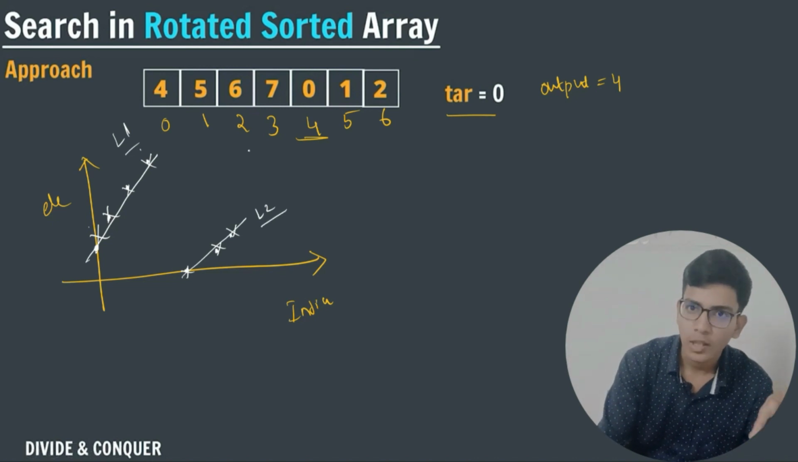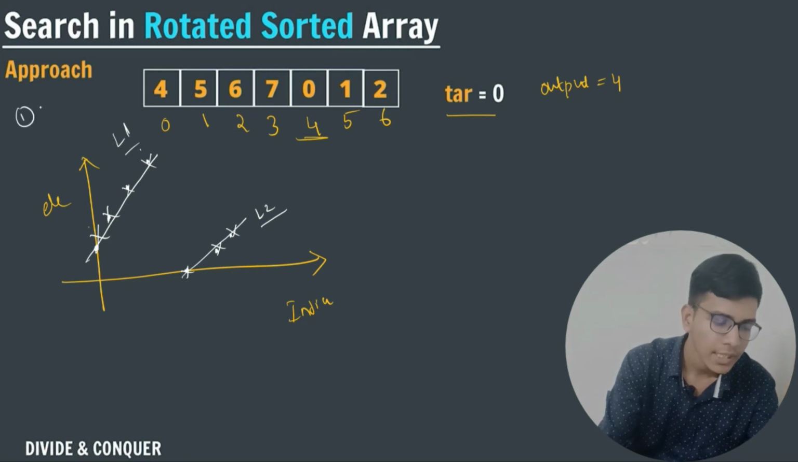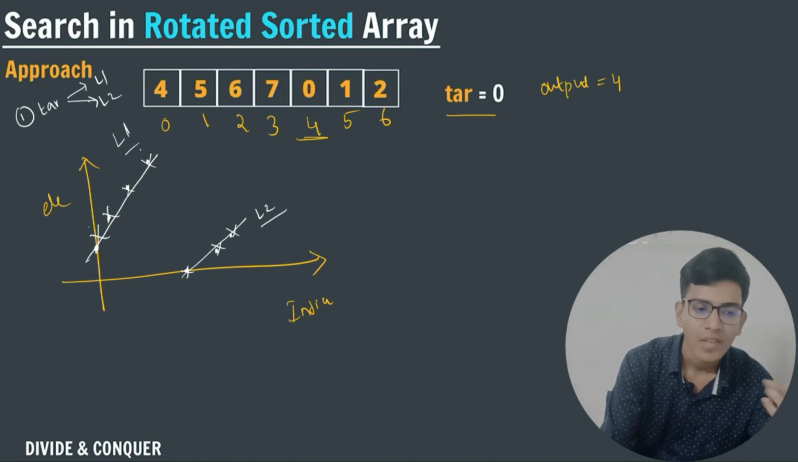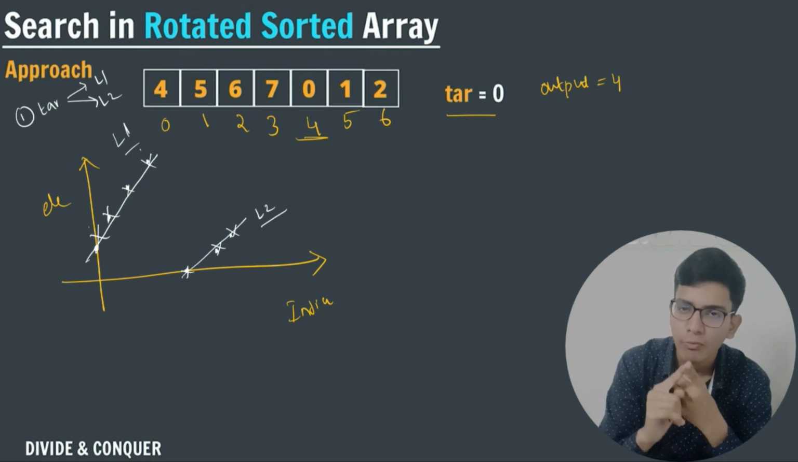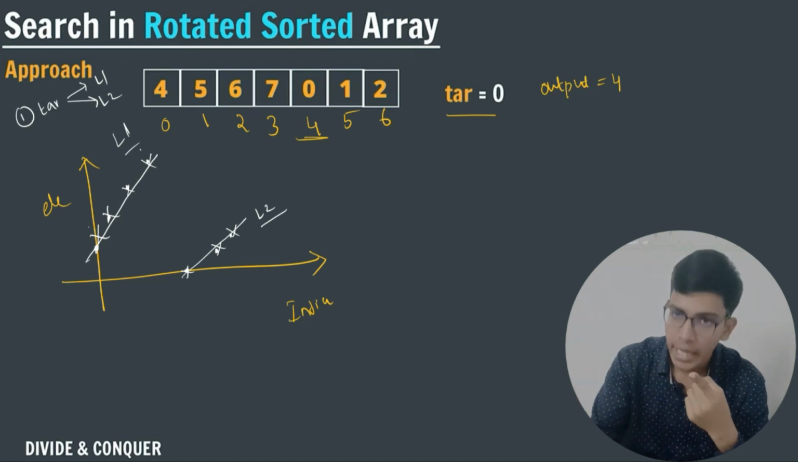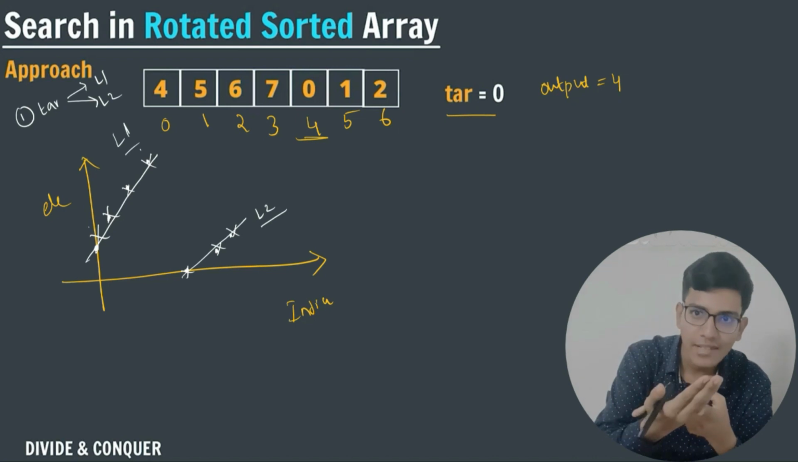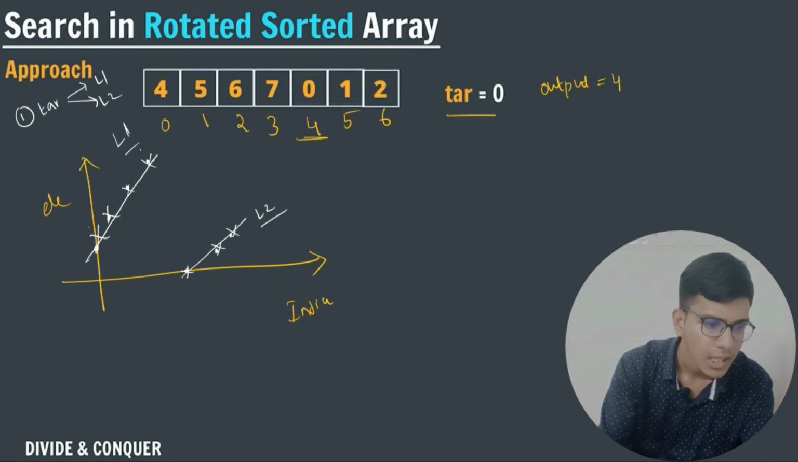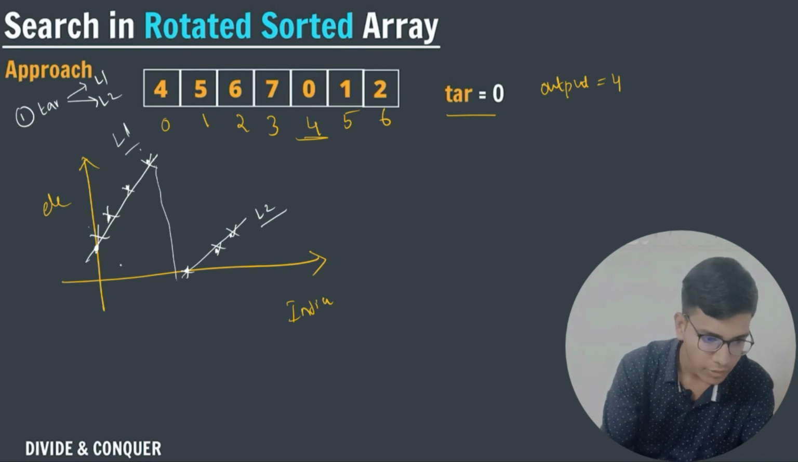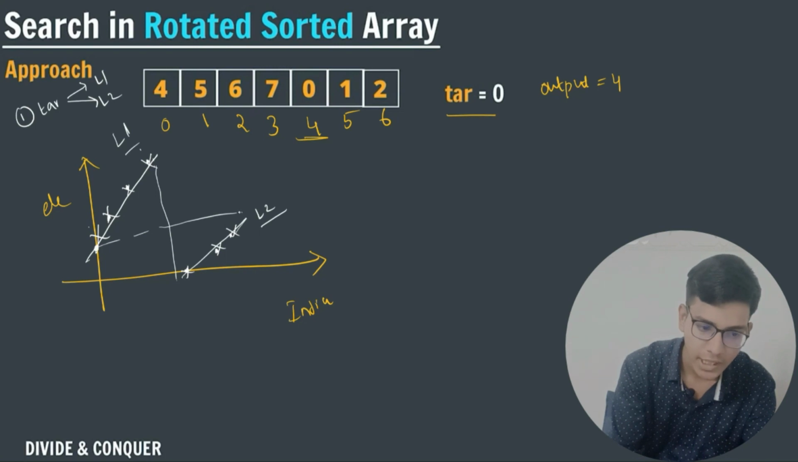Now I need to find out one thing: whether my target lies in line 1 or in line 2. If I am able to find out whether my target lies on the first line or the second line, I can directly tell the index in my array. So the first step will be finding on which line our target is lying. You can also observe one thing, that this particular point will coincide with this point, and this particular point will coincide with this one.